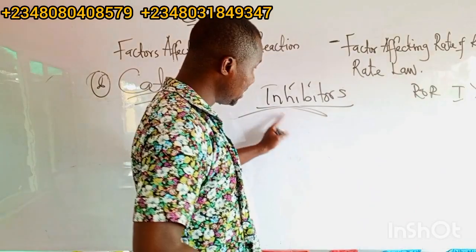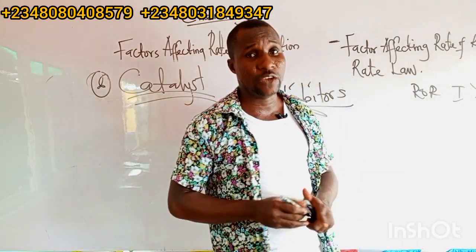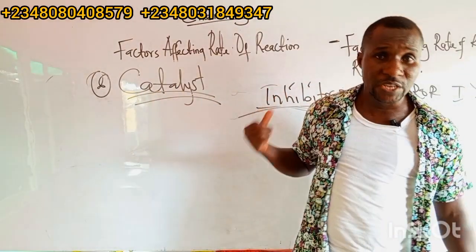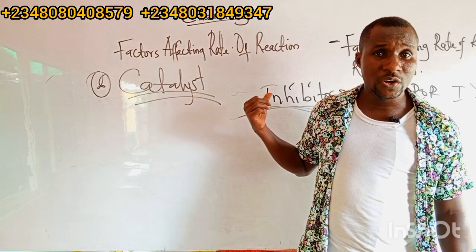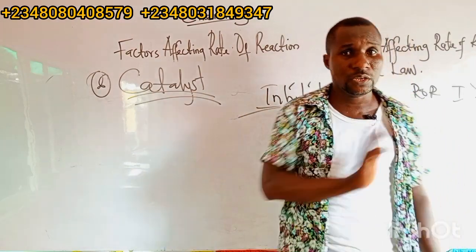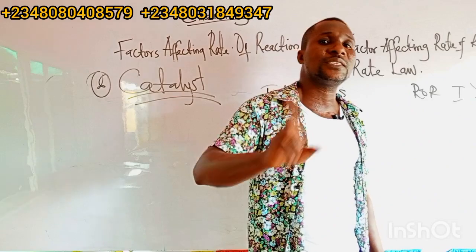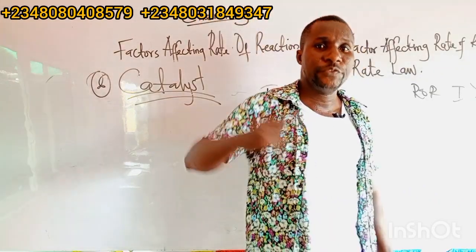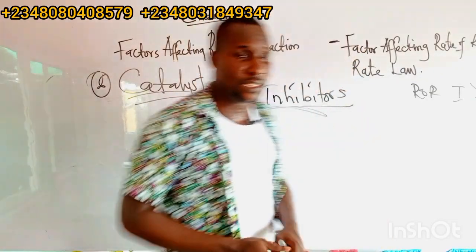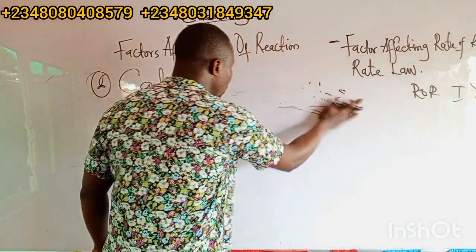These are catalysts that slow down the rate of reaction. They are called inhibitors. We are not discussing that. We are looking at catalysts that increase the rate of reaction.